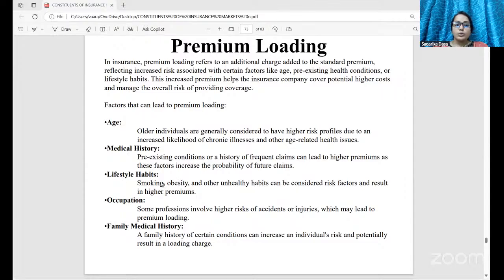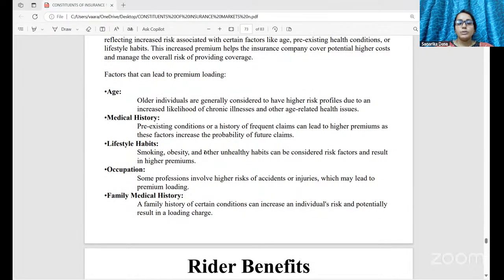Lifestyle habits like smoking or unhealthy habits can be considered risk factors. High risk factors result in high premium payments. Occupation: some professionals or some jobs are high-risk oriented, may be prone to accidents or injuries, which also leads to high premium payments. Family medical history: a family history of certain conditions can increase the individual risk and potentially result in loading charges. So these are some of the factors which lead to the premium loading.